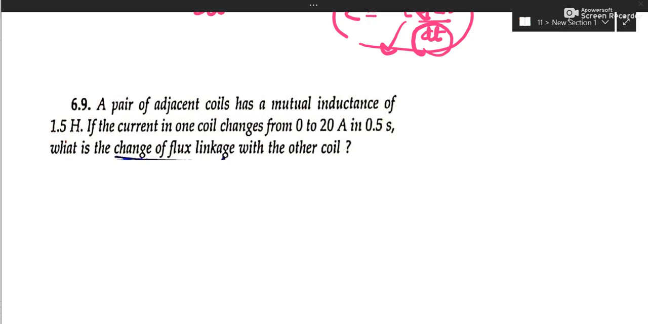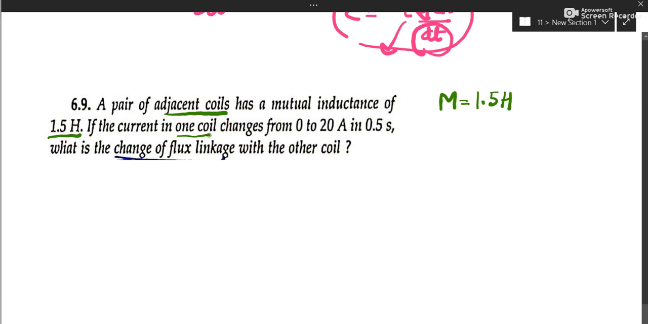Let us see the next question. A pair of adjacent coils has a mutual inductance of 1.5 Henry. So mutual inductance has been given as 1.5 Henry and current changes from 0 to 20. So this is initial current 0 and final current is 20 ampere. Time is given as 0.5 seconds. What is the change of flux linkage with other coils?